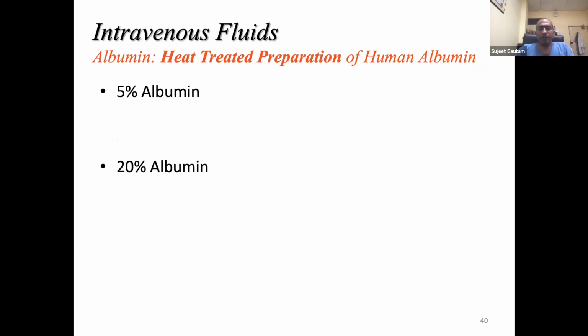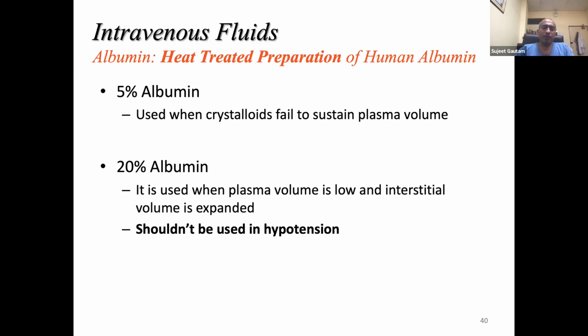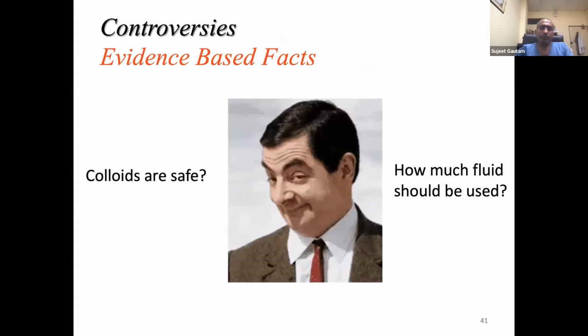Finally, albumin, there are two variants, namely 5% and 20%. The 5% variant is used when crystalloids fail to sustain plasma volume. And the 20% variant is not used for volume resuscitation. It is primarily used more in the ICU setup when it is presumed that there is interstitial edema and one wishes to draw the fluid out of that interstitial compartment. And definitely it should not be used in cases of hypotension.